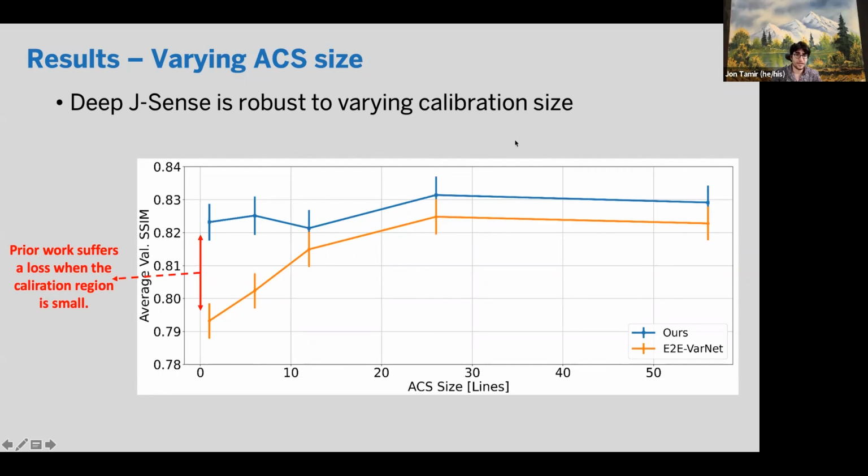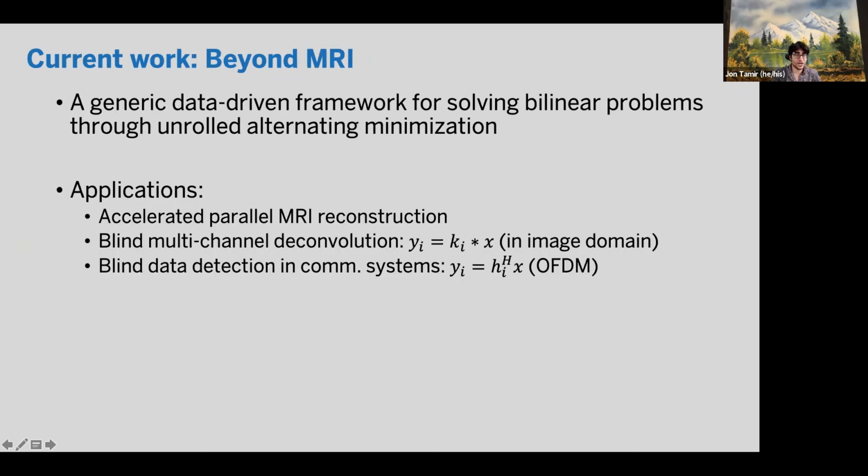Okay. Now, moving beyond MRI, we're really excited to apply this type of approach for general bilinear problems with this unrolled alternating minimization. So we've shown how this can be used for parallel multi-coil MRI reconstruction. And we're also interested in applying this to different instances of blind multi-channel deconvolution. And in particular, we're looking at this in wireless communications as well, where MIMO has a similar model for the channel and the data signal.